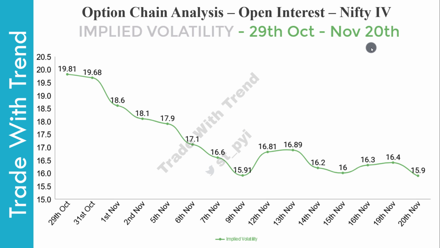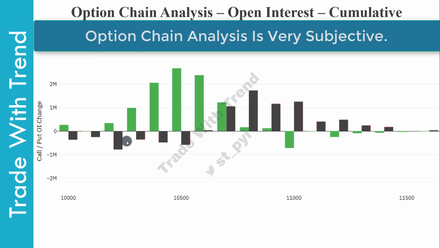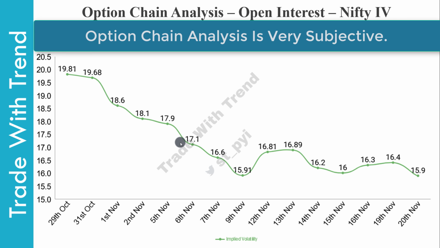So this is the Nifty IV chart. So Nifty IV moved from 19.81 to 15.9. And let's recollect that net put open interest change was 9.5 million. If you note, even calls have added open interest, but relatively look at how puts have done. Open interest reduction, if you see, was mainly seen in calls between 10,000 and 10,500 level.